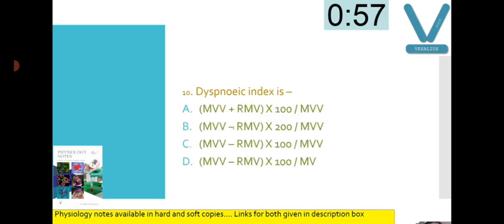Dyspneic index is, we have discussed, maximum voluntary ventilation minus respiratory minute volume or pulmonary ventilation, multiplied by 100, divided by maximum voluntary ventilation. So this would be the answer. So this is all about MCQs.